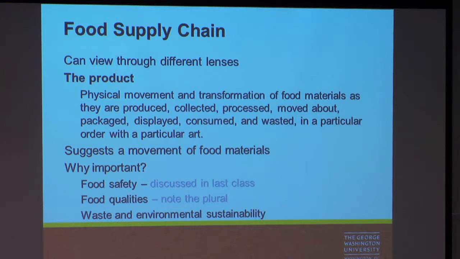Food supply chains can be viewed through a lot of different lenses. The most natural one is perhaps the product itself as it moves up and down the chain. And this is the transformation of the food materials as they're produced, collected, processed, moved around, and eventually sold. And perhaps not sold. They could wind up in the garbage. And as we heard last week, in the dumps to create methane, right?